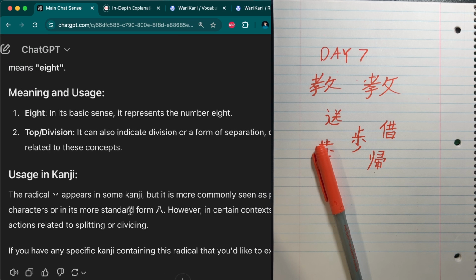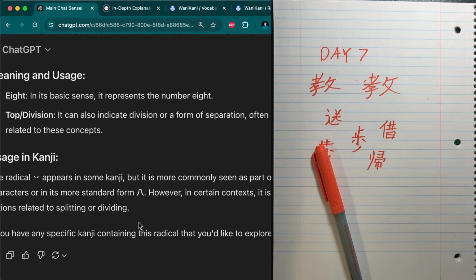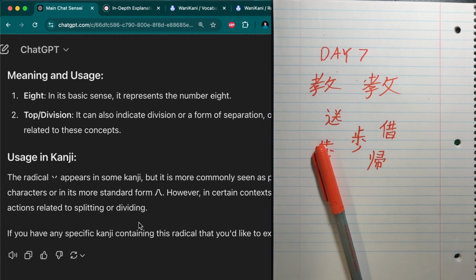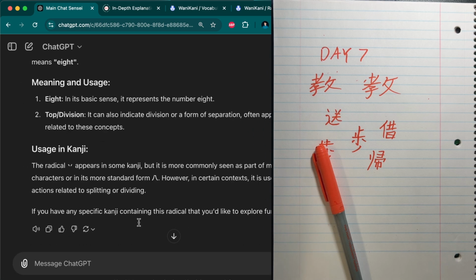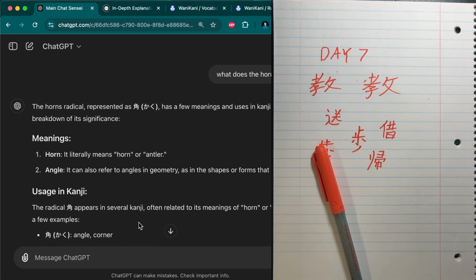All right, so more commonly seen as part of a more complex character or in its more standard form, hachi, however, in certain contexts it is used to denote actions related to splitting or dividing. I don't know if this is accurate. I'm not gonna worry about it. At this point, I'm fully sure that that kanji, okuru, contains horns in it, so that's good enough. I'm not gonna look at it.